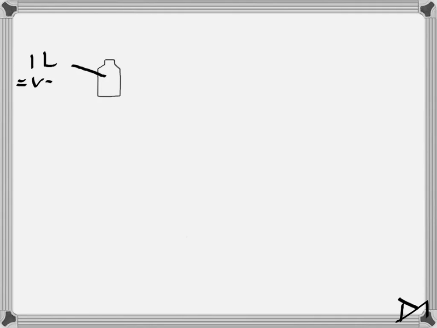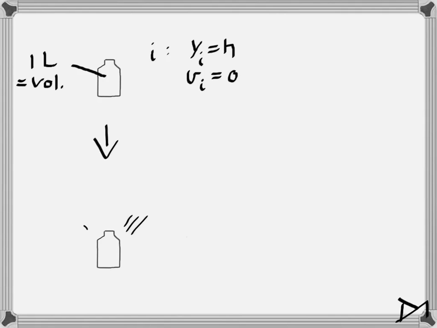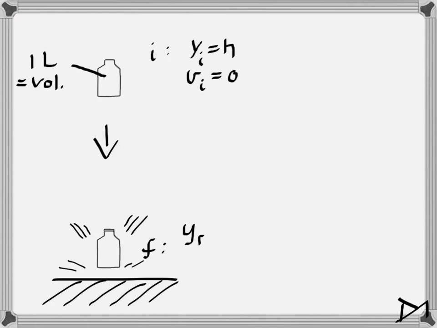Imagine we have a volume of fluid, say a gallon of milk or 1 liter. So we take this 1 liter bottle at some initial height and simply drop it. Initial speed is 0. We release it. It falls. Its final position is right before impact with the ground. So y final, let's say, is 0. And v final is the maximum speed it has right before impact.